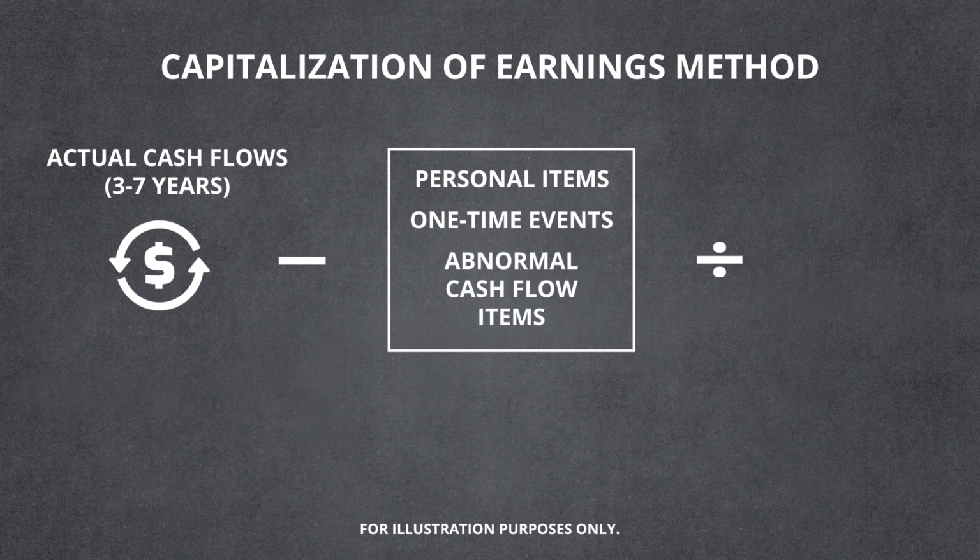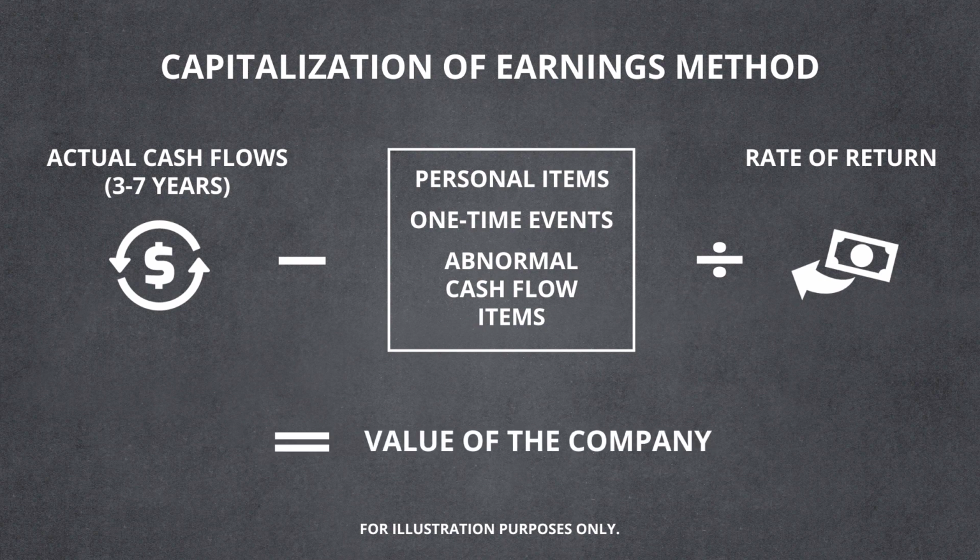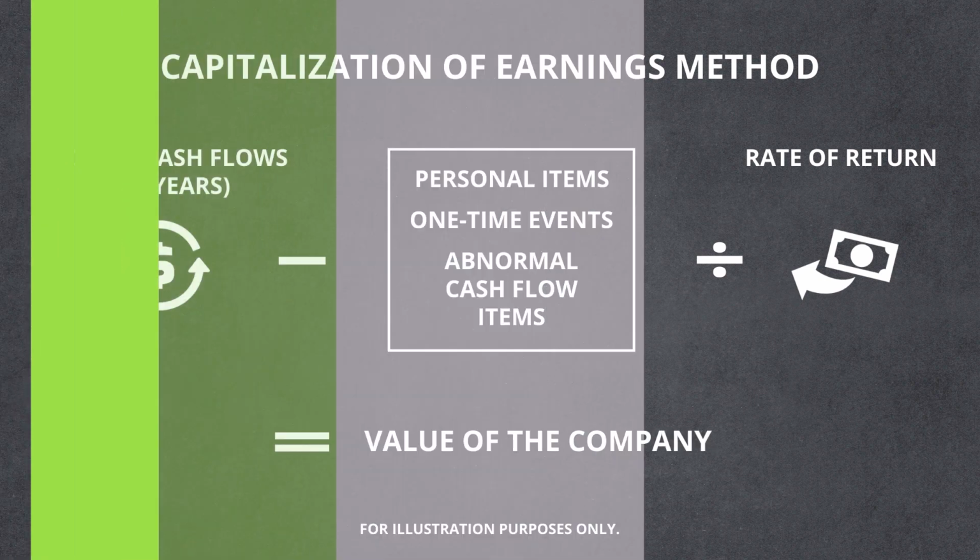The complicated part about the capitalization of earnings method is coming up with a rate of return. Without getting into too many details, it is going to be a rate that we apply against those adjusted cash flows. For example, if the rate of return is 20%, then the value of the company is going to be 5 times that adjusted cash flow.